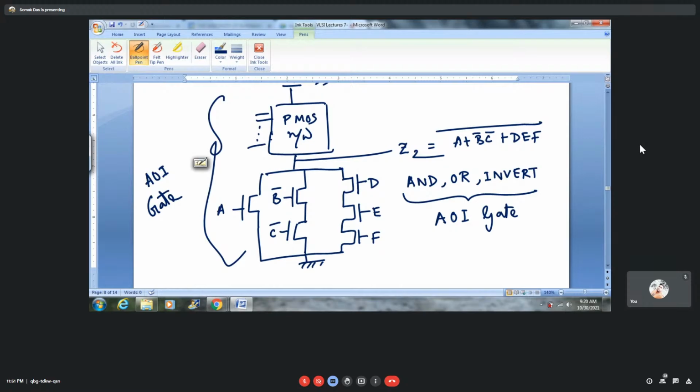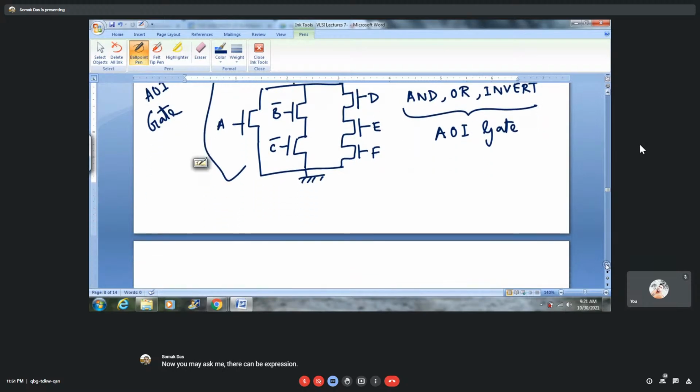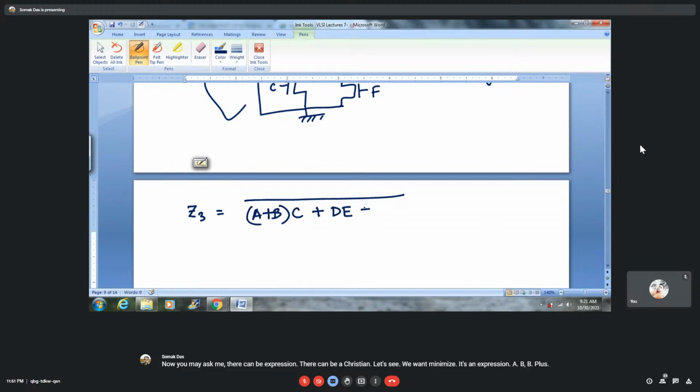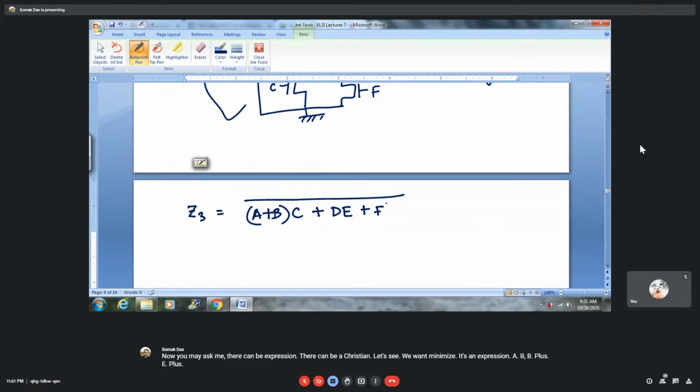Is it clear? Now, you may ask me, there can be an expression, let's see, which once minimized gives you an expression A plus B into C plus DE plus invert.